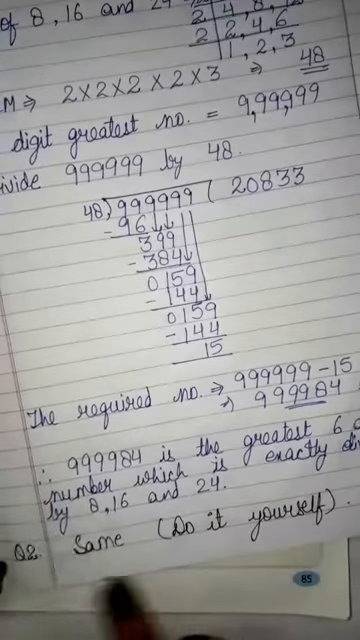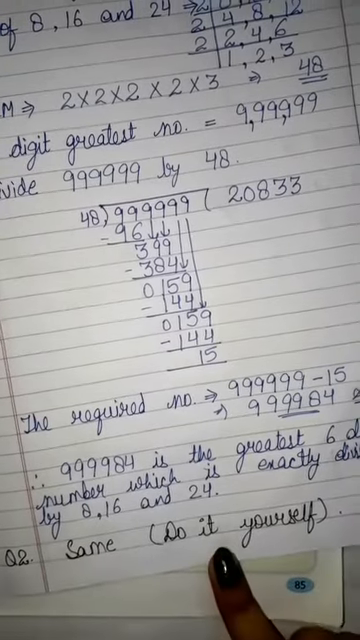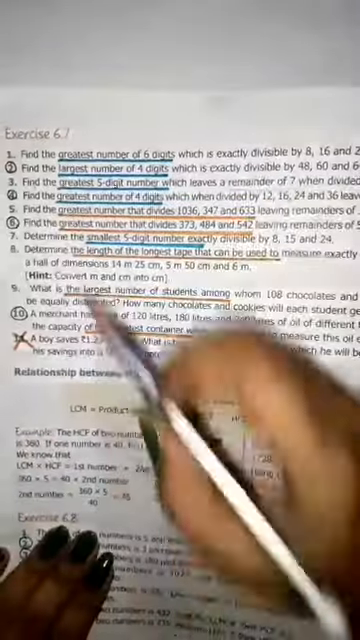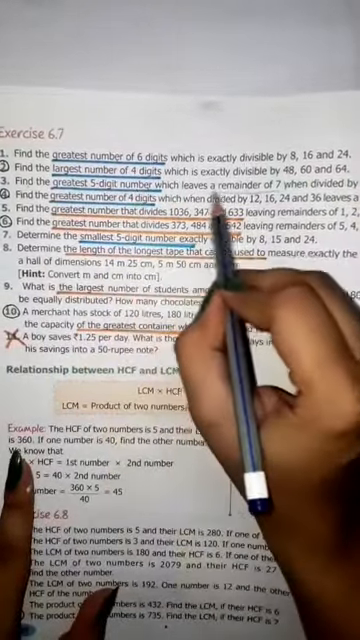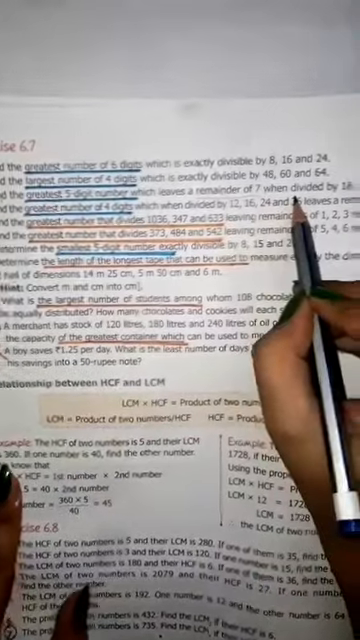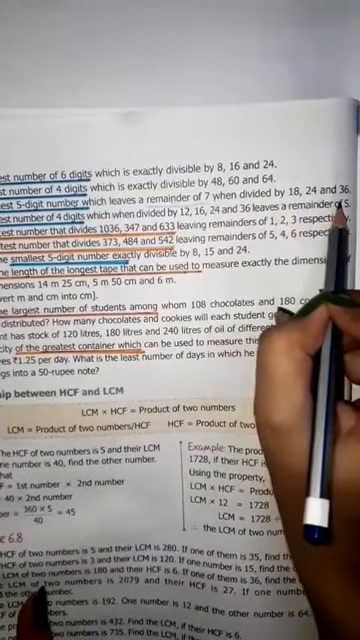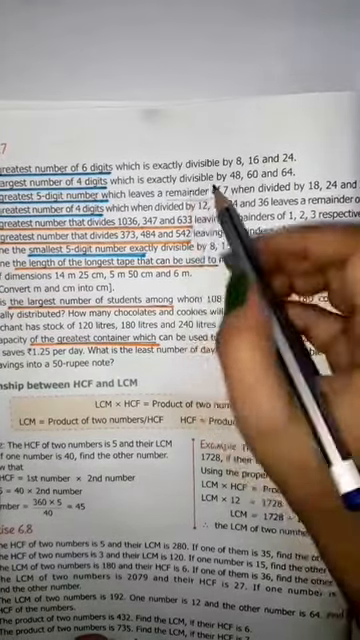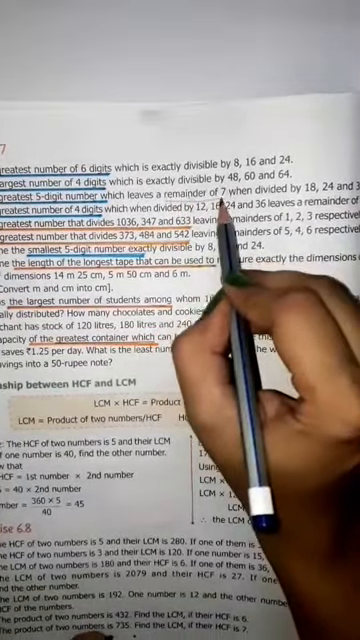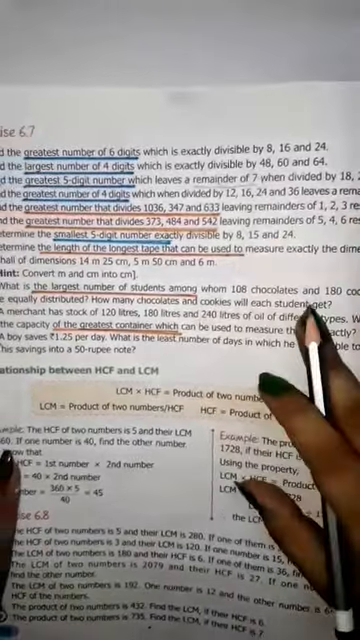Children, question number 2 is same. You will be doing it yourself. Now see question number 3. Find the greatest 5 digit number which leaves a remainder of 7 when divided by 18, 24 and 36. The process of this is same. Only in the end what you will do? This remainder, whatever is remaining, you will add it in the end.